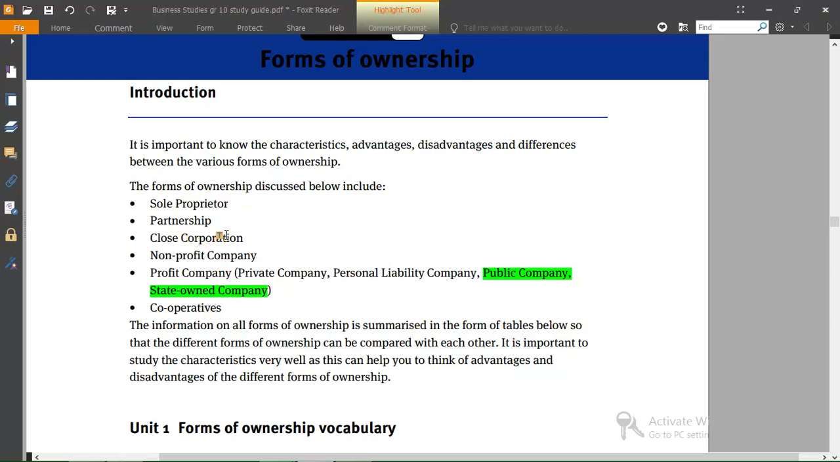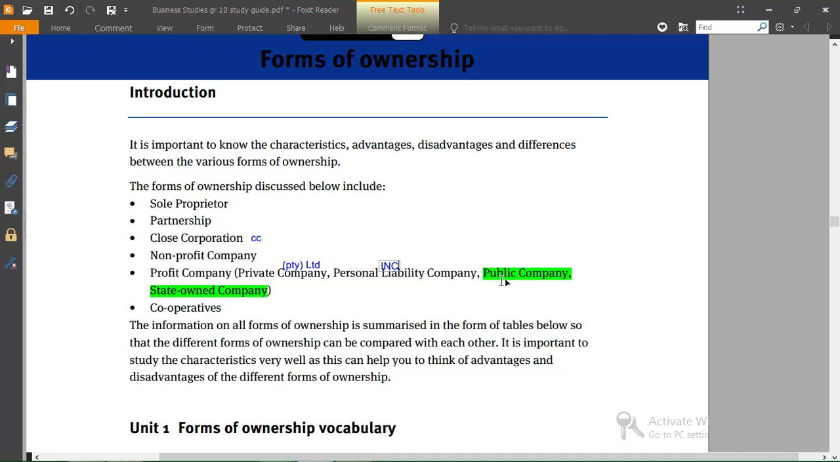Each and every form of ownership here has its way that can help you identify it. For a close corporation, at the end of the name you usually see the suffix CC, which means close corporation. For a private company, you know it's a private company because of the suffix PTY Ltd, which means proprietary limited. For a personal liability company, you know it by the suffix INC at the end of the name, which means incorporated, right?